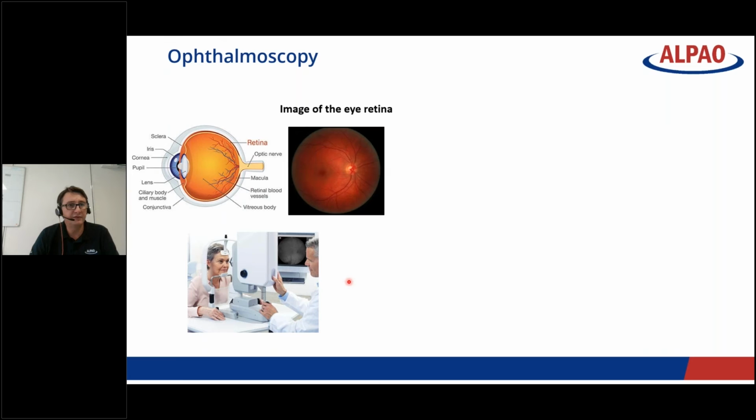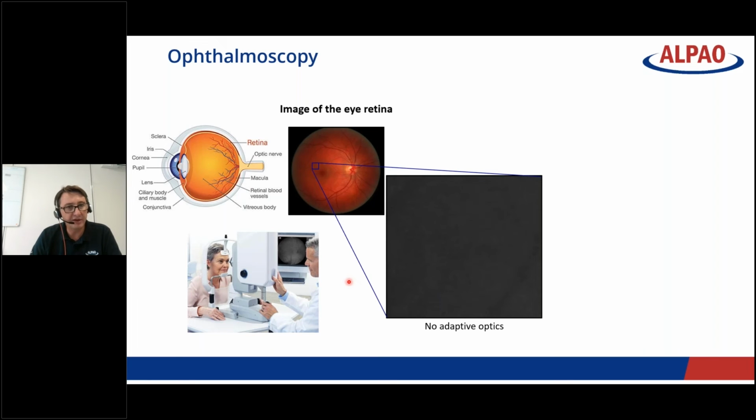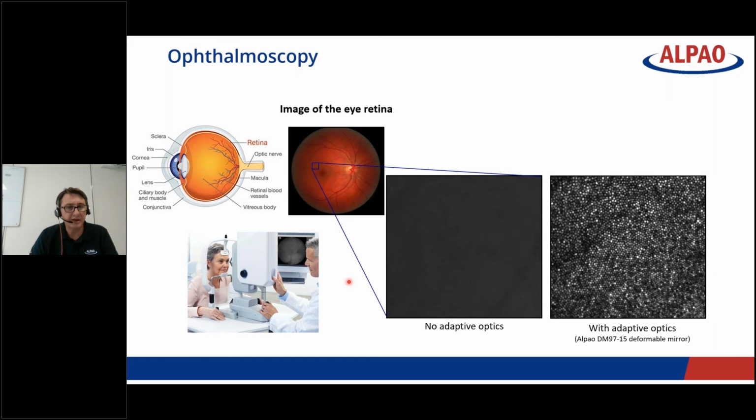And even for people that have very good eyes, it does not have the optical quality of a microscope. What you see is really nothing if you try to zoom onto the photoreceptor cells inside the eye. So this is a real image, and with adaptive optics, you can completely change the game and look at the rods and cones on the retina.